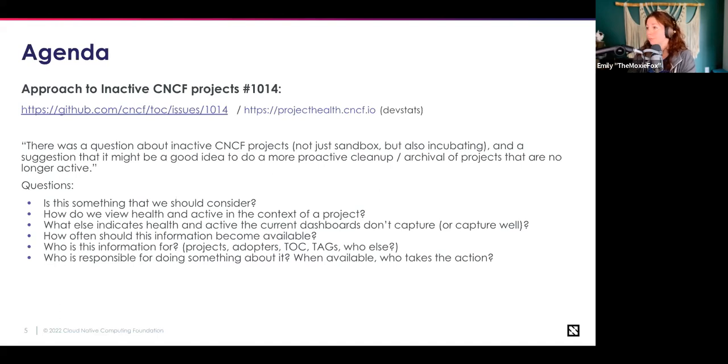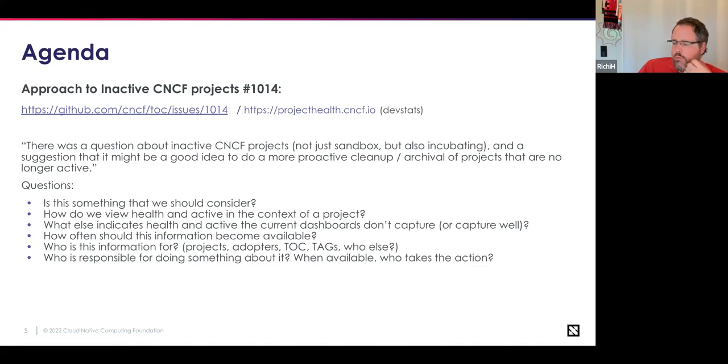Richie? Three points so far for who I think: TOC and project maintainers primarily, maybe also TAGs. The who does it, I somewhat strongly believe CNCF staff.